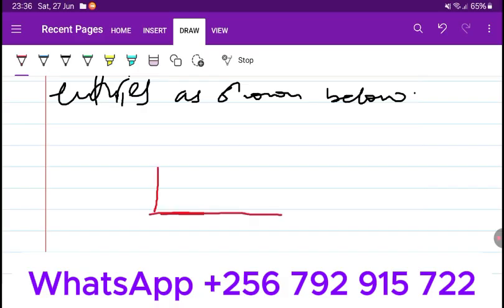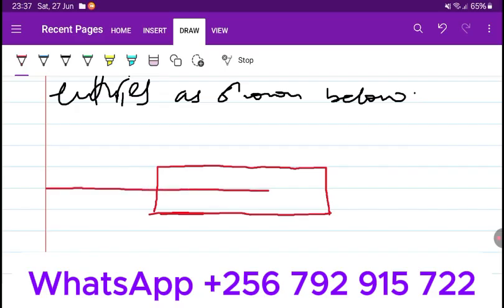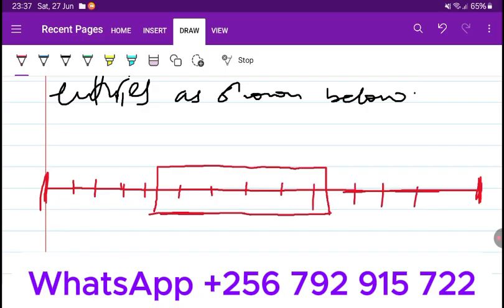It looks like the way you're seeing me drawing it. We said we'll draw a box. We said we first draw a horizontal scale like that. And of course, on this horizontal scale, we are going to have numbers. We will have numbers on each of these items. We shall have numbers all the way like that.